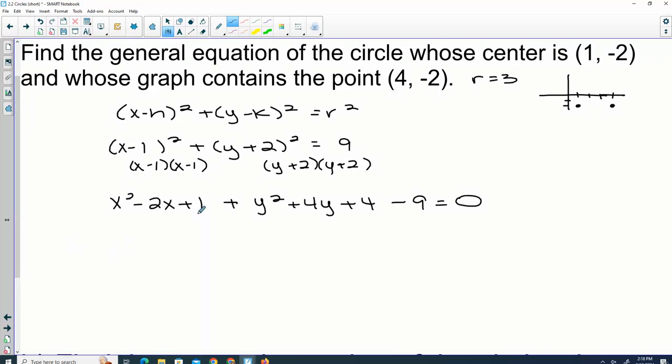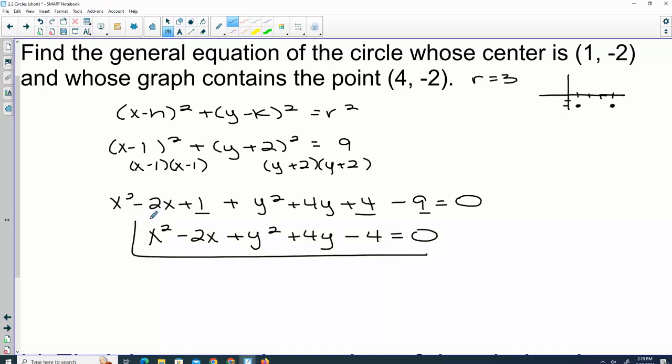Now at this point, I don't really care what order your terms are in. The idea is the general form is multiplied out and equal to 0. So I don't really care if you put the x squared and then the y squared, or if you have your x squared and then your x term. That part doesn't matter. So we have x² - 2x + y² + 4y + 1 + 4 - 9. And that would be my general. So that was the only thing we skipped yesterday because we had a short class. Is that okay with everybody?